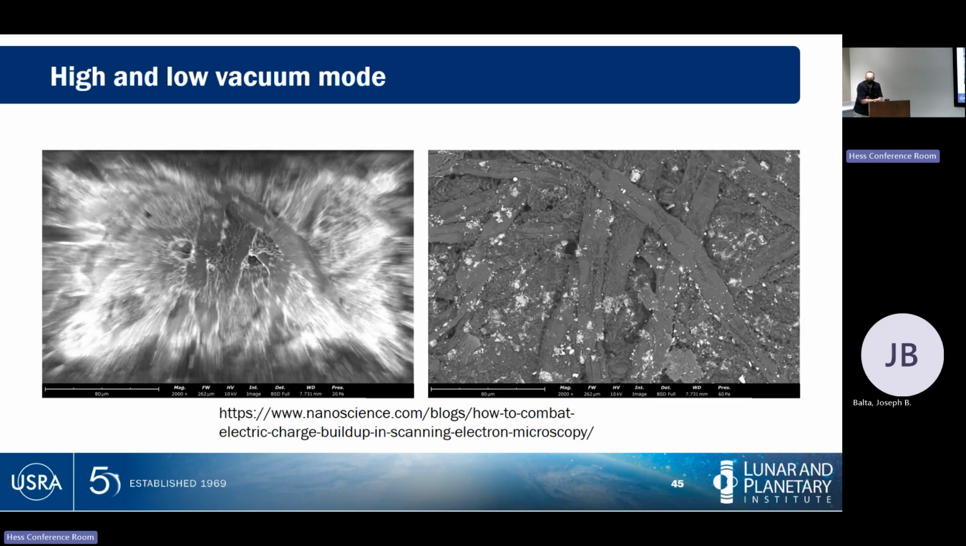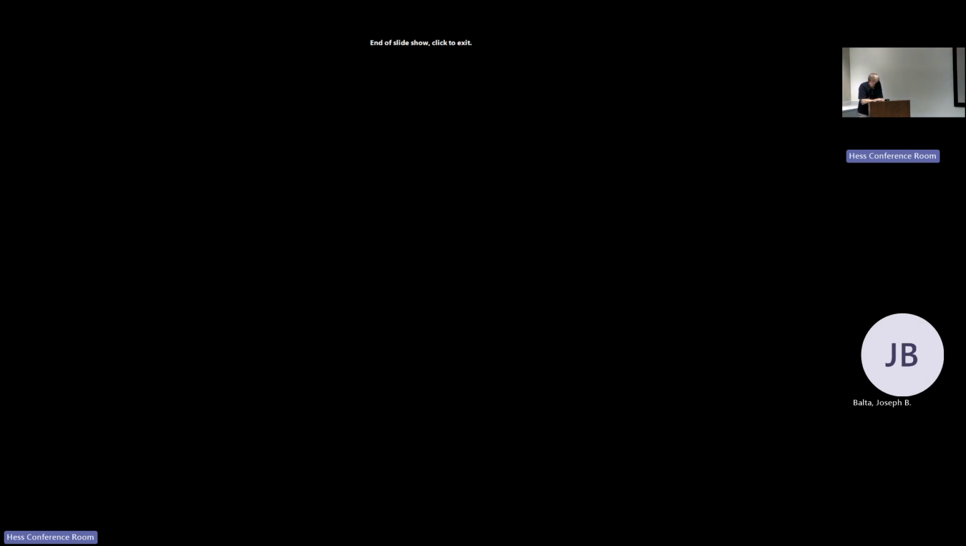Here is high and low vacuum mode. The one at the left is a charging disaster. The one at the right is low vacuum mode. So this is high vacuum at the left, taking it to as low a pressure as possible. Exact same material on the right with the vacuum pressure reduced. Okay, that is an overview of sample prep.